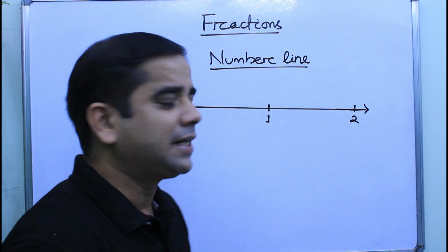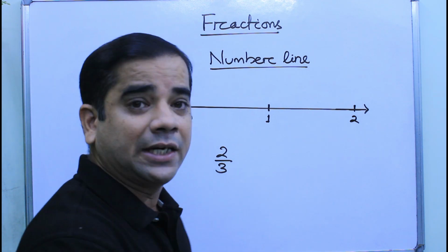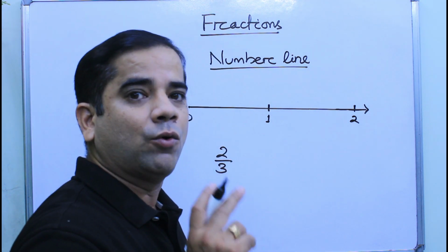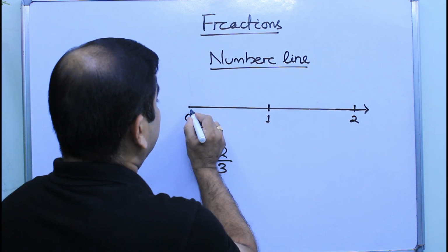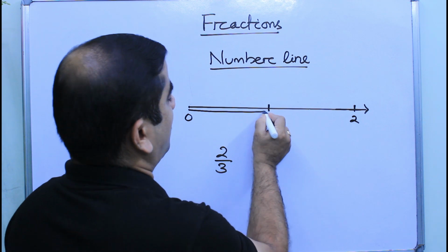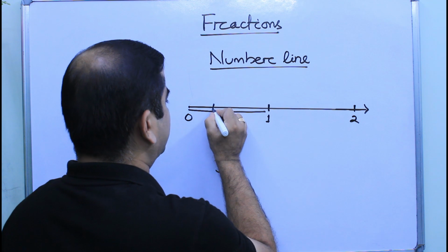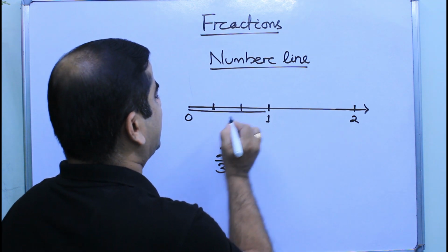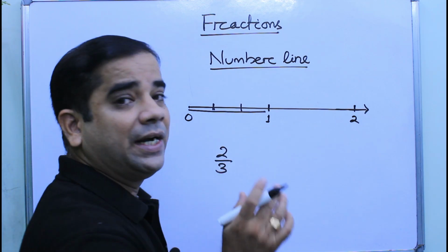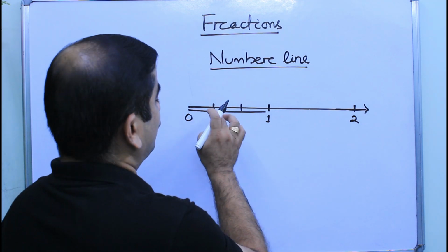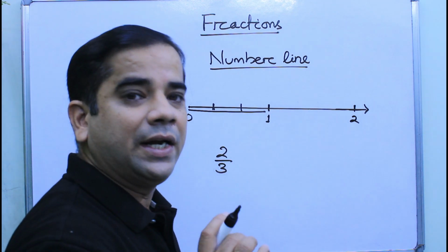Students, let us now represent 2 by 3 on this number line. In case of 2 by 3, what does it mean? 2 parts out of 3 equal parts, and we also know that this is less than 1. So we need to divide this portion of the number line from 0 to 1 into 3 equal parts. So we just need to draw two lines in between 0 and 1 separated equally. That means they should be equidistant. 0 to this line, to this line, and this line to 1 should be equidistant.